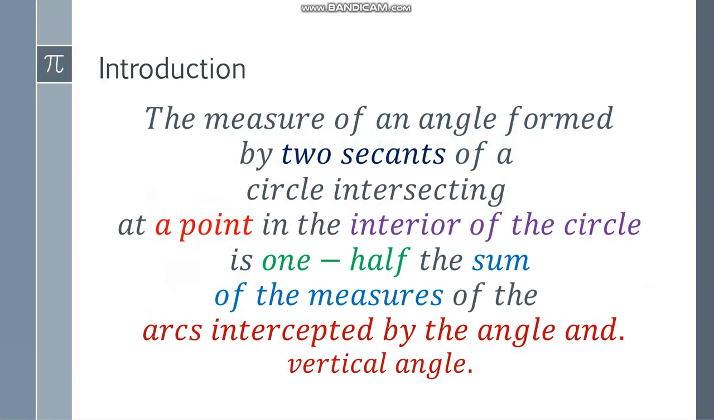The measure of an angle formed by two secants of a circle intersecting at a point in the interior of the circle is 1/2 the sum of the measures of the arcs intercepted by the angle and its vertical angle.